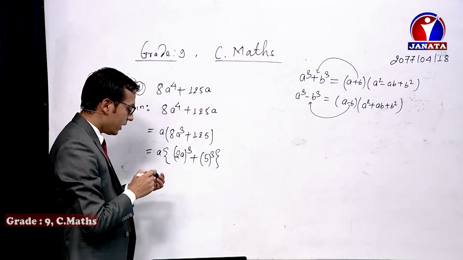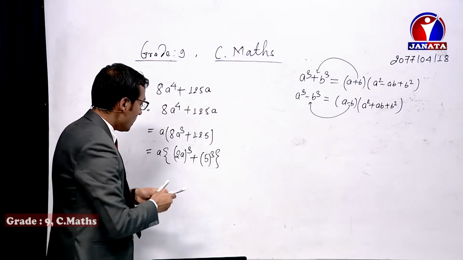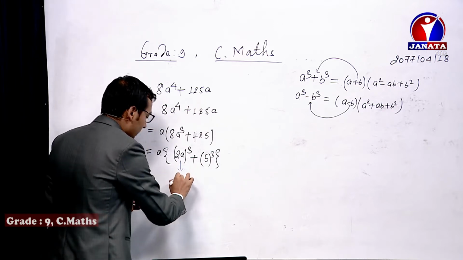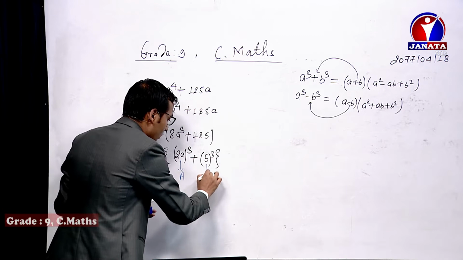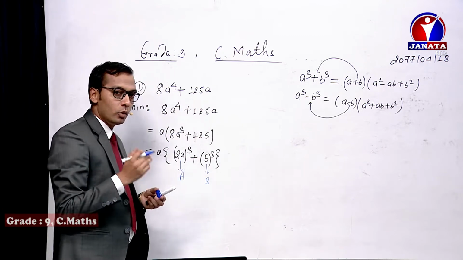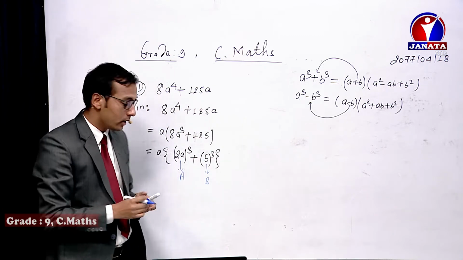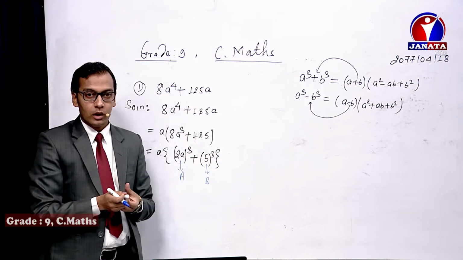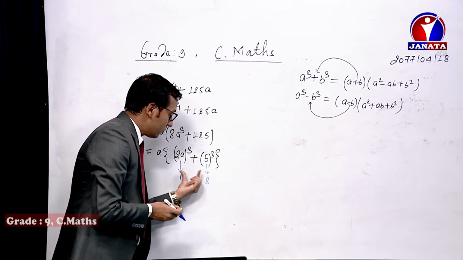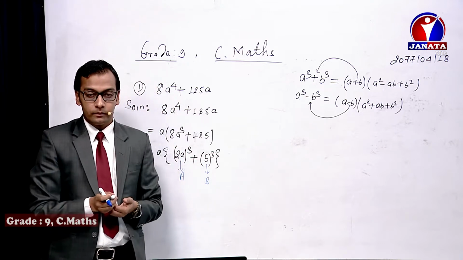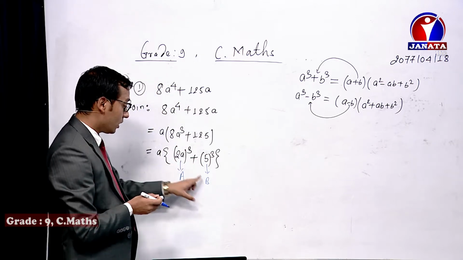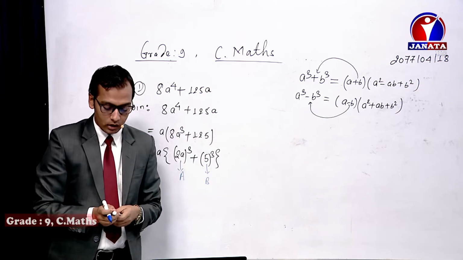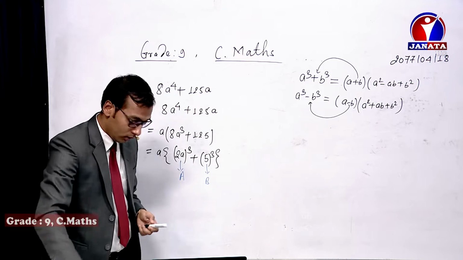So what is A here? A is this first term. Let's say this is A and this one is B. I'm using capital A and B here because small a is present in the expression itself. So A cube plus B cube. What is A? 2a. What is B? 5. Let's convert into the formula A cube plus B cube.